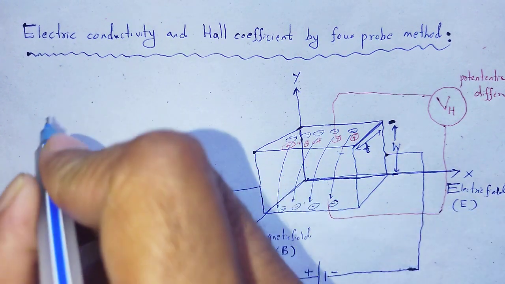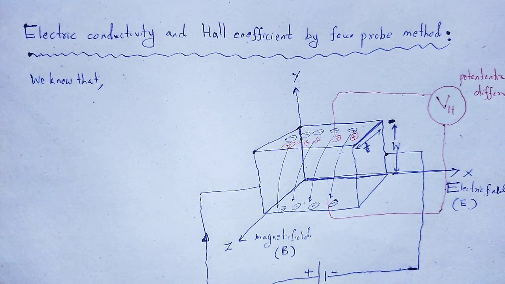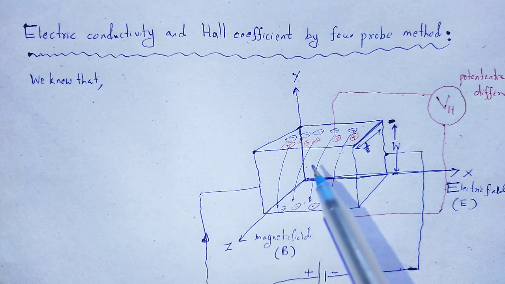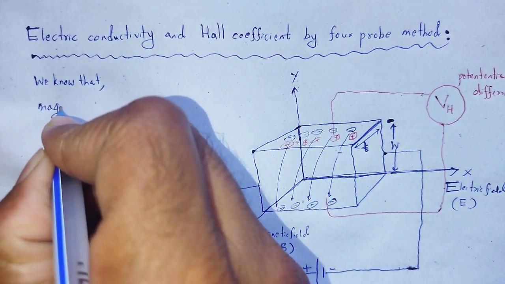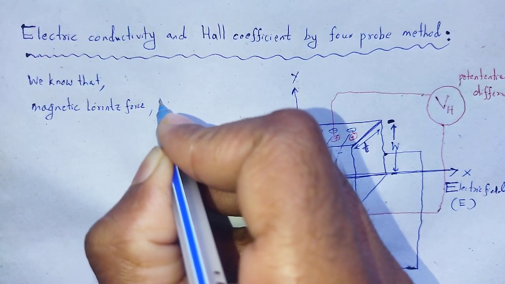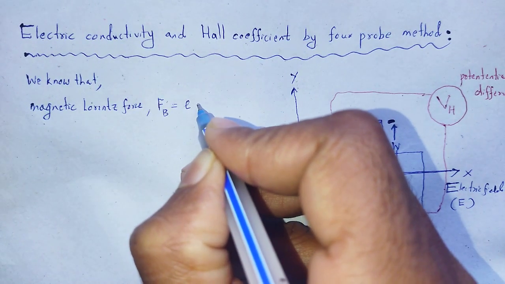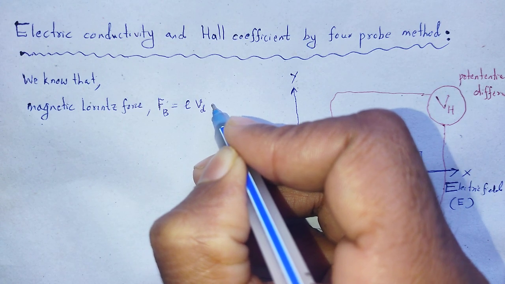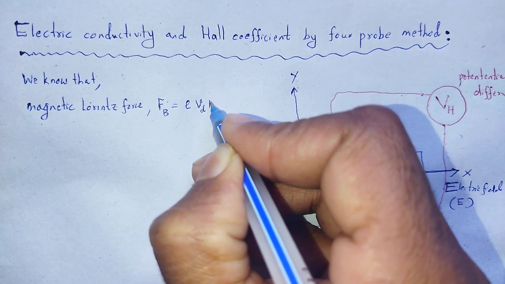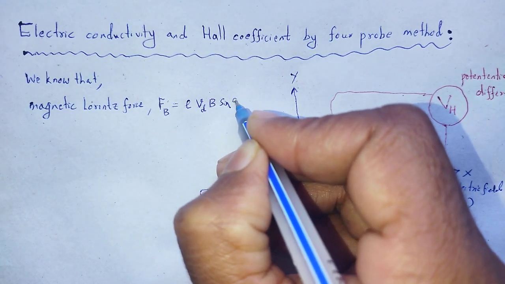To calculate that, we know that when a charge carrier moves in a magnetic field, it experiences a force, and that force is nothing but the magnetic Lorentz force, denoted by F_B, which is equal to charge, that is electron charge e, its drift velocity Vd, cross B, that is e Vd B sin of the angle between velocity and magnetic field, sin 90 degrees.